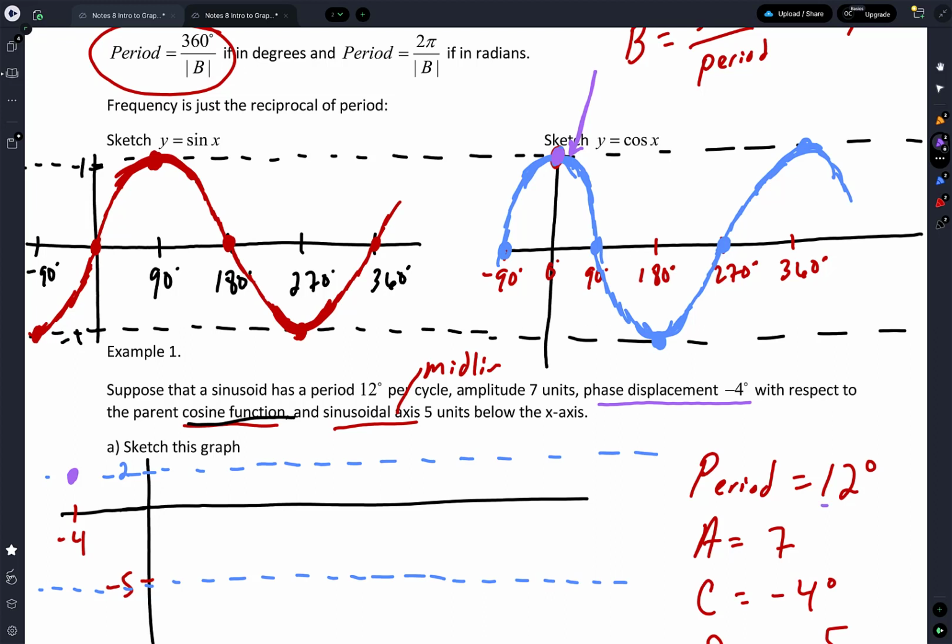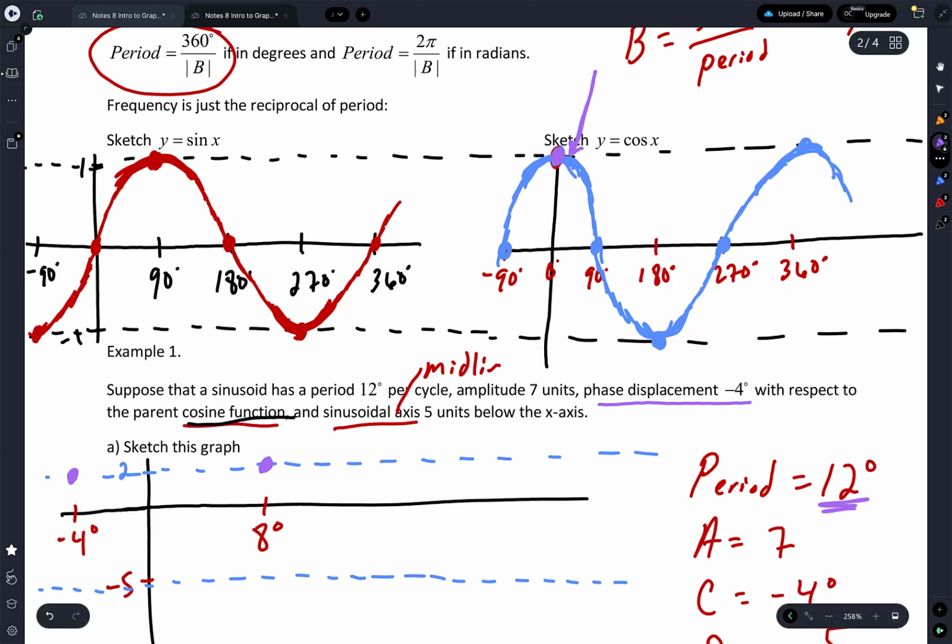All right. So now, notice that the period is 12. Remember that the period is how long it takes to do one complete cycle. So I'm going to be at another max 12 degrees to the right of that. So where do I have another max? Not everyone at the same time, guys. At 8. Good job. How'd you get 8? Yeah, you move 12 spots. -4 plus 12 is 8. Put a point at 8, 2.